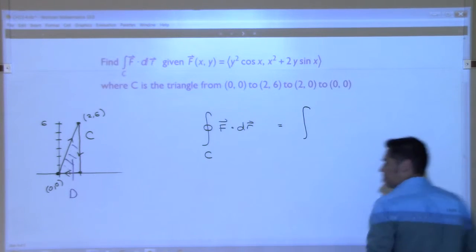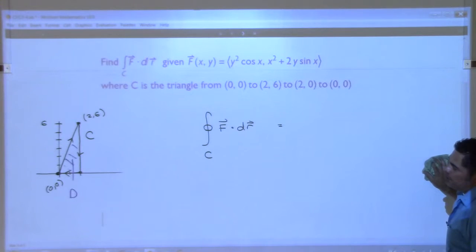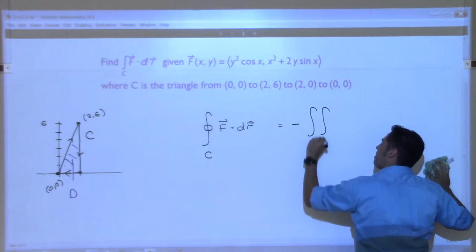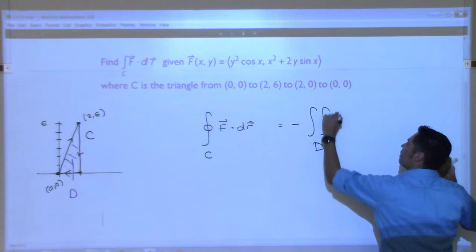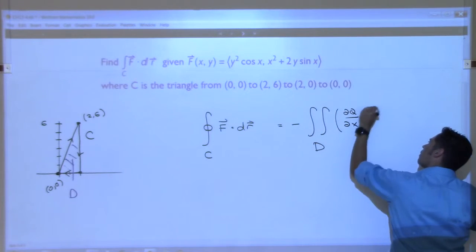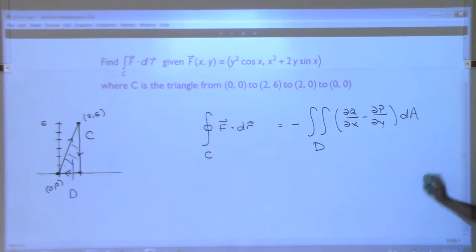Let me do it this way. Here's what I want to do. Just tell me if this makes sense to you. Is that okay? You should make the whole thing negative? Yeah, but why did I make it negative?